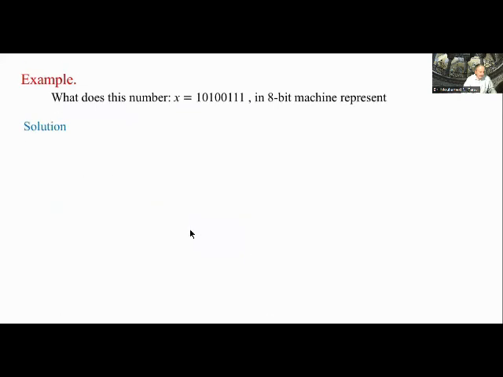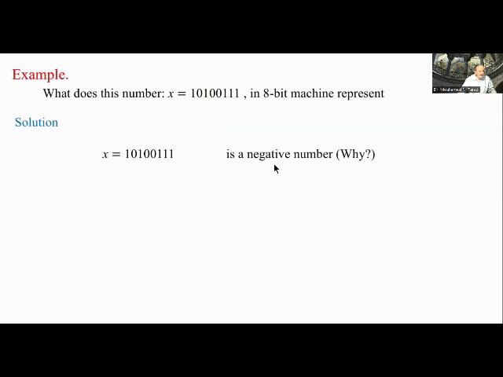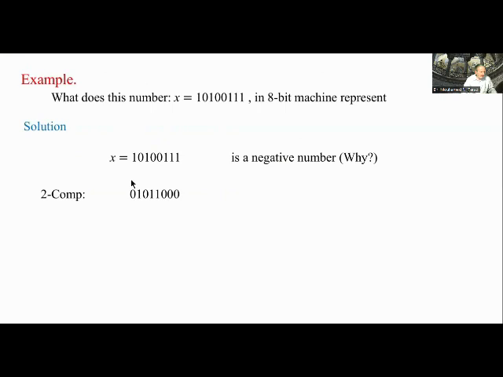Example: what does this number, 10100111, in an 8-bit machine represent? This number is a negative number. Why? Because of this 1 here. So I know it's a negative number. If I can find its absolute value, then I know what the number is. So take the 2's complement, replacing 1s by 0s. Add 1, and you get this. And this one here in base 2 is 89. Therefore, my number is -89.